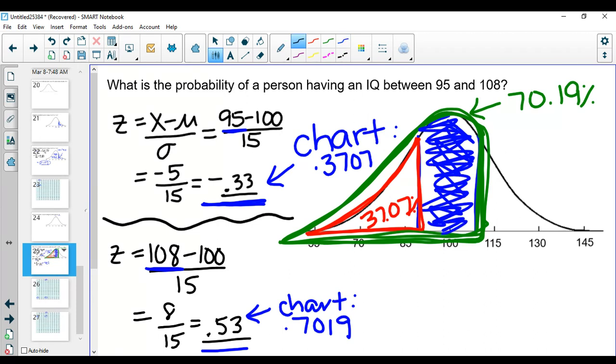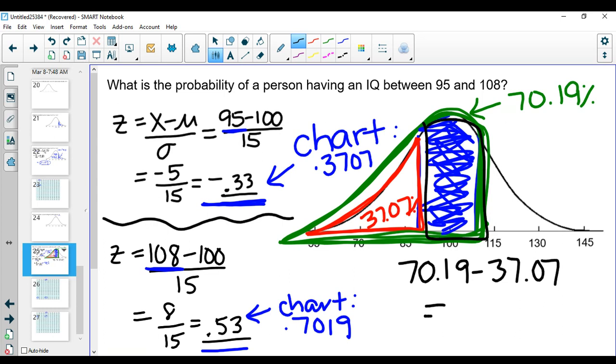So the last thing we need to do is just subtract. I don't want the entire 70.19%. If I eliminate the 37.07%, that will leave me with this portion in the middle. So 33.12% of people have an IQ between 95 and 108.